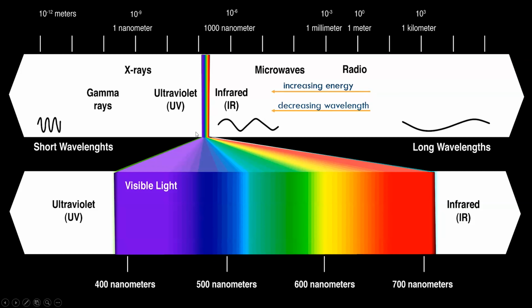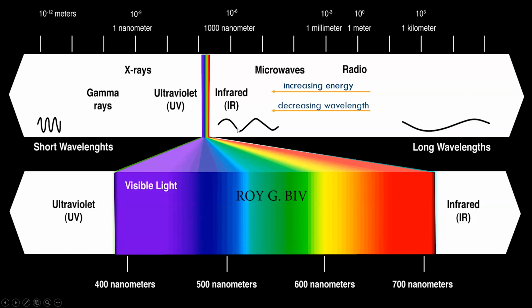Now, in the middle of all of this, we have visible light, and we've sort of separated that by itself because that's our favorite kind of electromagnetic radiation, for the simple reason that we can see it. Our eyes can only detect this narrow little band of electromagnetic radiation. The waves have to be just the right distance apart for our eyes to detect them.